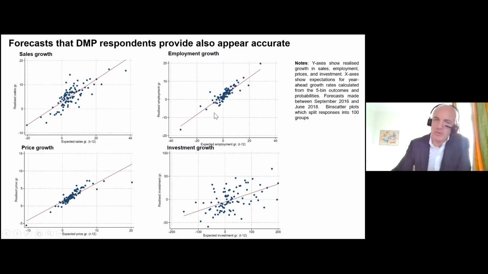Particularly with employment, they do a good job of forecasting their own futures. Price and investment are rather more dispersed. But the reason I show you this is not only because it's interesting to see that firms are giving us reasonable numbers, but that they are able to forecast their own outturns reasonably well. And that's important, because a lot of what I'm going to show you coming up is about the forecasts that they give us.